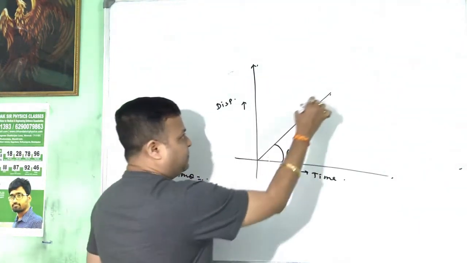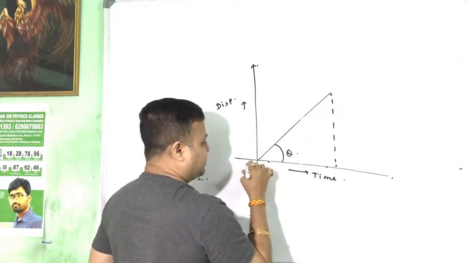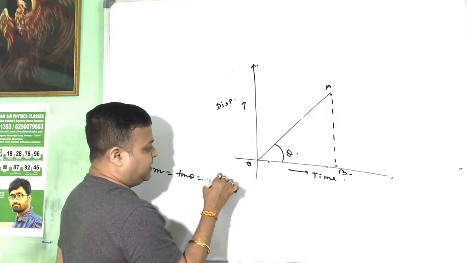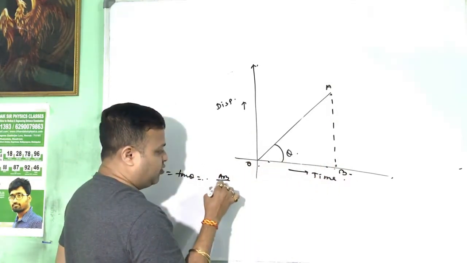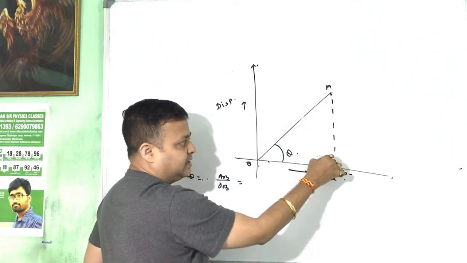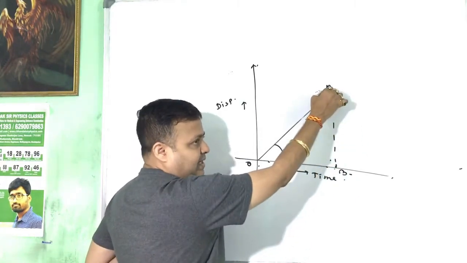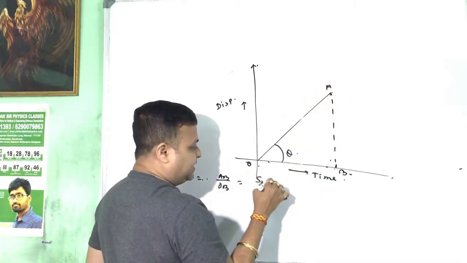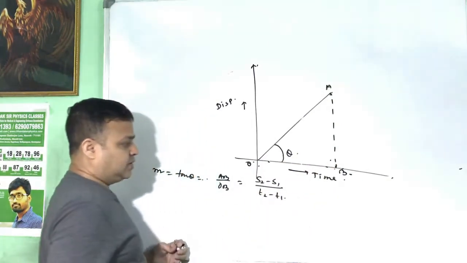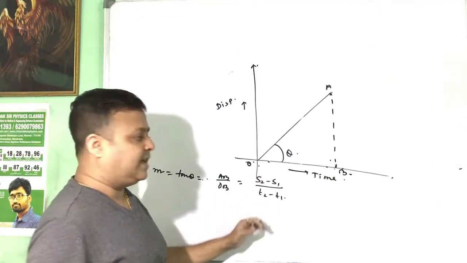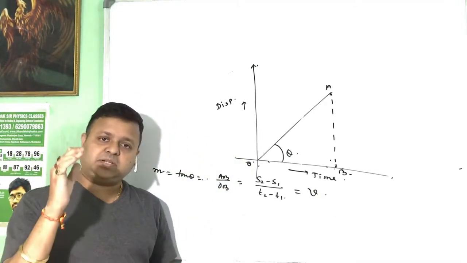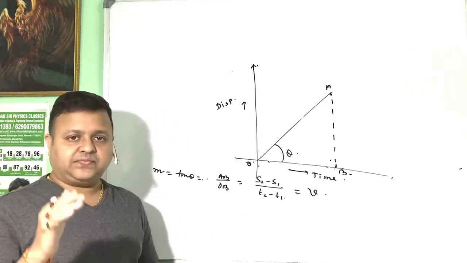Here slope is equal to perpendicular by base. Suppose this O A B, perpendicular, that is AB, by base is OB. What is AB? This is the change in displacement. Initial displacement minus final displacement, that is change in displacement by what is OB? Change in time. So change in displacement by change in time, that gives the velocity of the body. That means the slope of the displacement time curve gives the velocity of the body.